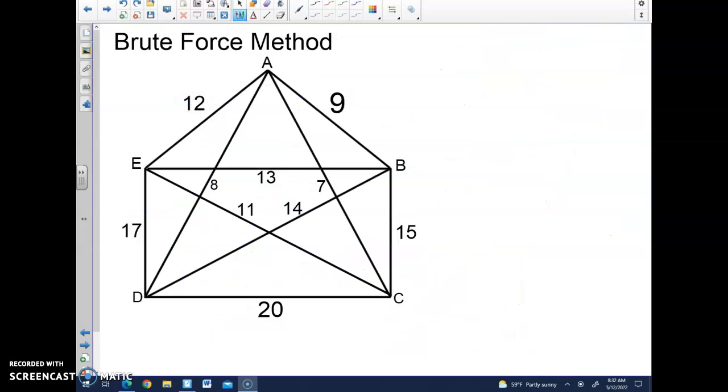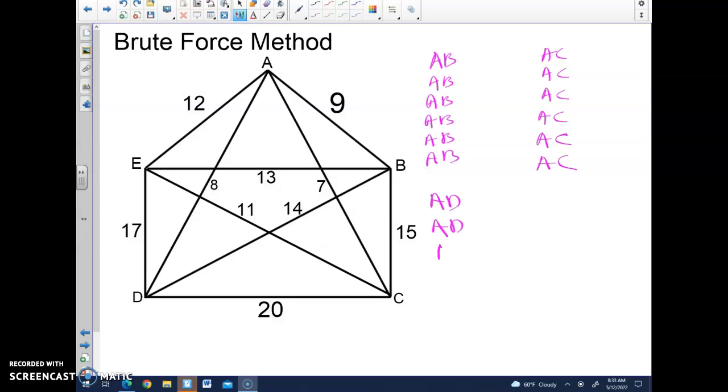My advice to you is I'm gonna give this to you on the test. I'm gonna start each column for you. Okay, so 6 ABs, 6 ACs, 6 ADs, and 6 AEs. So we're going to let each letter be the second letter 6 times.